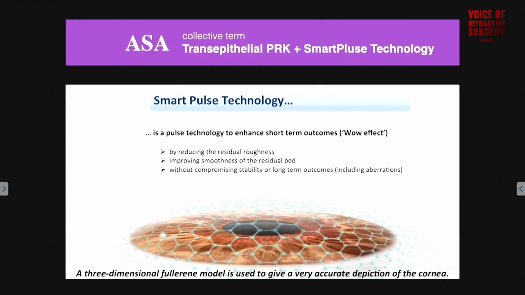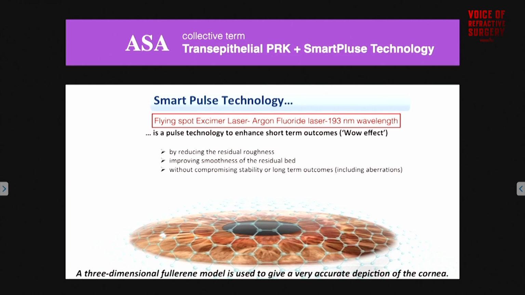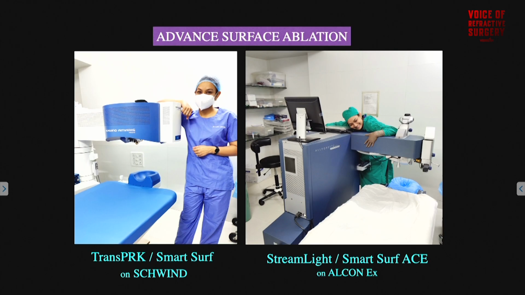So what is advanced surface ablation and how is it different from the conventional PRKs? It's a collective term for transepithelial PRK with smart pulse technology. What is smart pulse technology? It's a flying spot excimer laser, which basically gives enhanced short-term outcome. That is, it gives a wow effect. And how does it do it? It does it by reducing the residual corneal roughness and increasing the smoothness of the residual corneal bed.